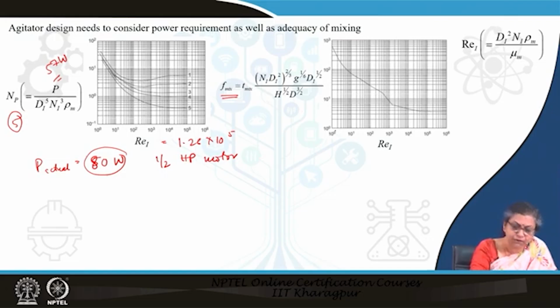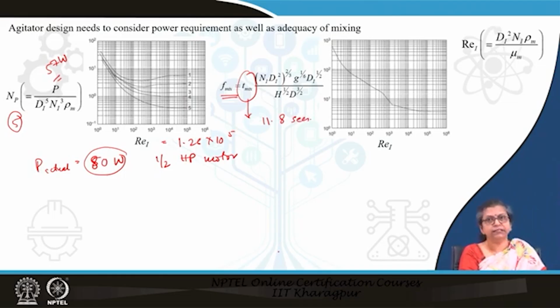Next, we try to find out F mix. Accordingly, we have substituted all the parameters, and then from REI we have found out F mix. From F mix we have found out the T mix. We have found T mix to be roughly equal to 11.8 seconds. You can check it for yourself. We find that the mixing time is also not very high. So, therefore, the design is fine.